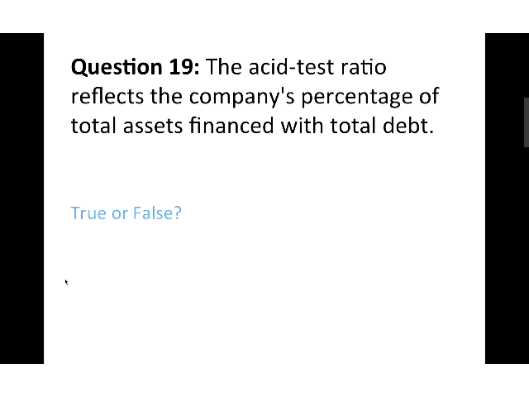Okay. So our question here is a true-false question about the asset test ratio, which is the quick ratio, reflects the company's percentage of total assets financed with total debt. So look at the formula for that.